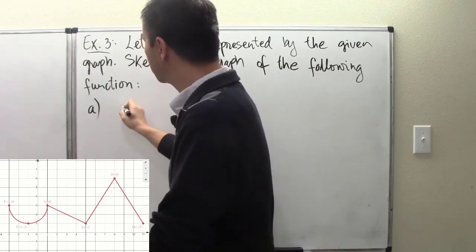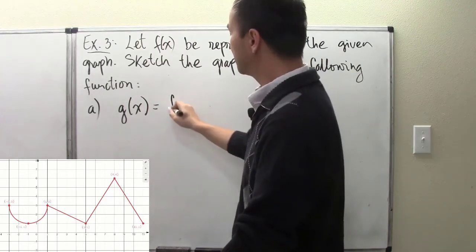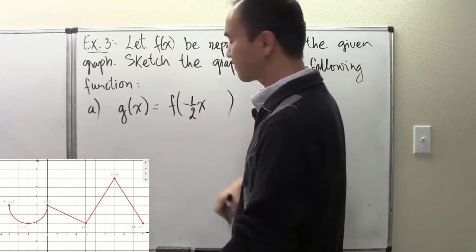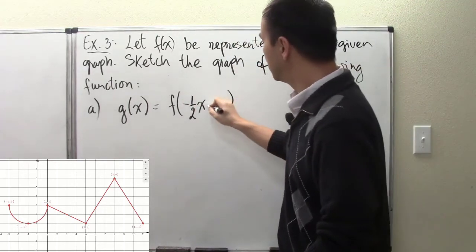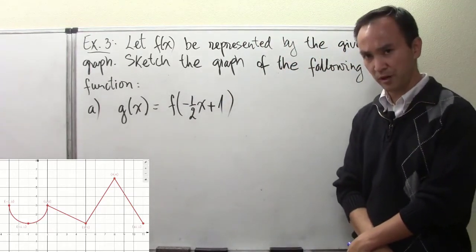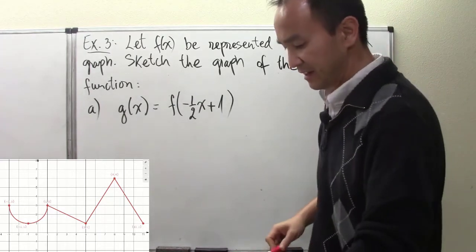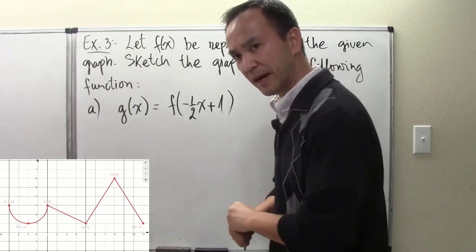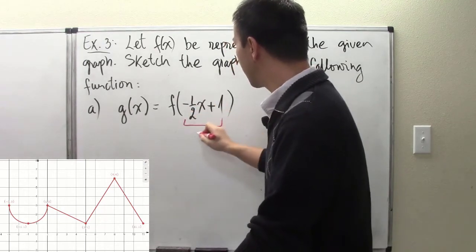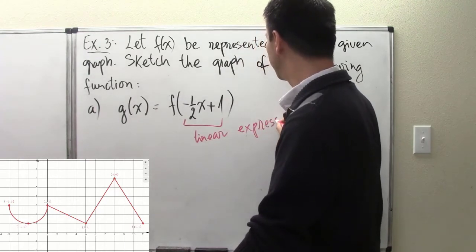So let's look at g of x defined as, how about the function f of x, but it's taking negative 1/2 x plus 1. Negative 1/2 x plus 1. And so this is the linear expression that I was talking about throughout that illustration, that demo example I was doing earlier. This is that linear expression. All right, that is what I'm talking about.